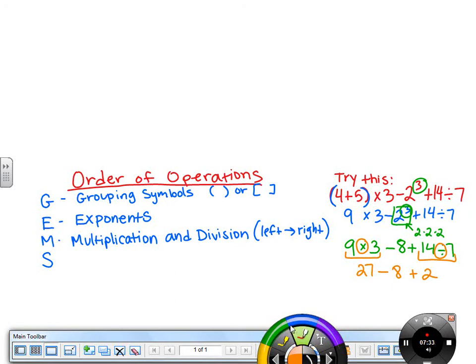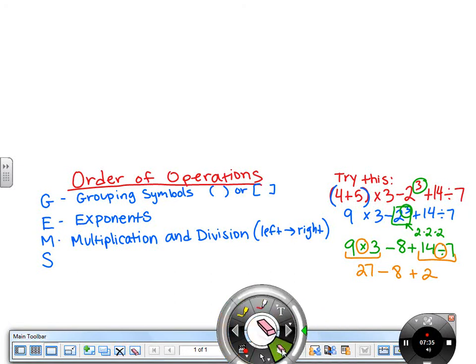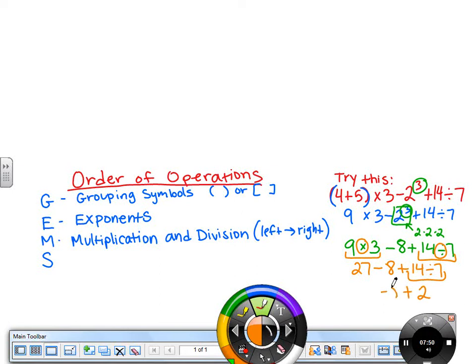Actually, a better way to think about this, you don't have to erase it, but if you wanted to see it a little more clearly, would be that we really did 27 and then everything stayed the same. And then we did 14 divided by 7, which was 2, and everything stayed the same besides that 2.